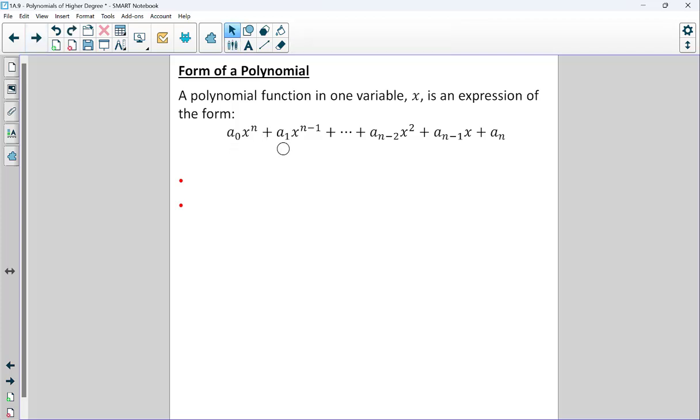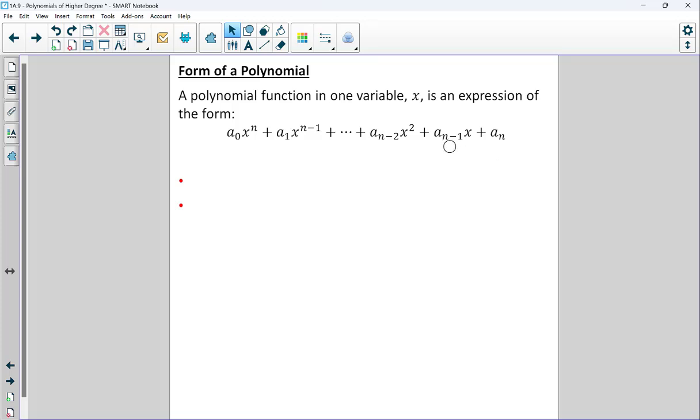to the n plus a sub 1 x to the n minus 1 plus so on and so forth, following that same pattern. Now, the pattern here is that every term contains a variable, x to the n minus 1, all the way down to x squared, x. This one, technically, there's a variable x to the 0, but anything to the 0 is 1, so we don't have to write it there. And there's a coefficient. A sub 0 is the 0th coefficient, a sub 1 is the first coefficient, a sub 2, a sub 3, a sub 4, all the way up to a sub n.